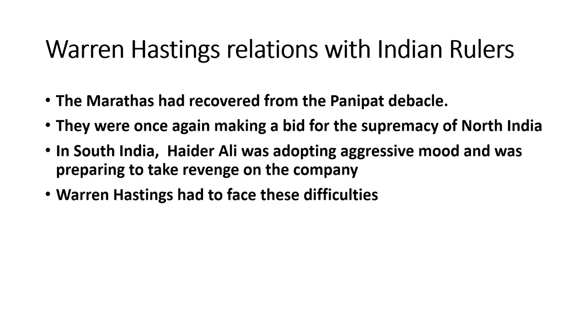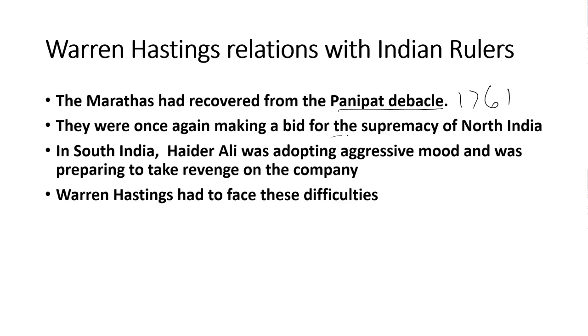Now we are going to see Warren Hastings' relations with other Indian rulers. During the arrival of Warren Hastings, the Marathas had recovered from the Third Battle of Panipat in 1761. The Marathas had been recovering under the powerful Peshwa Madhavarao. They were once again establishing their supremacy over North India. They occupied the territories of the Rajputs and reached Delhi.